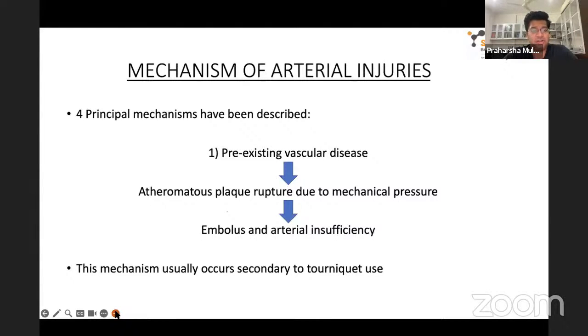And suddenly, if this erythematous plaque ruptures, either because of mechanical pressure of putting a Homan retractor in the back of the joint, it can cause an embolus and arterial insufficiency. And this usually occurs secondary to tourniquet use in a pre-existing illness.